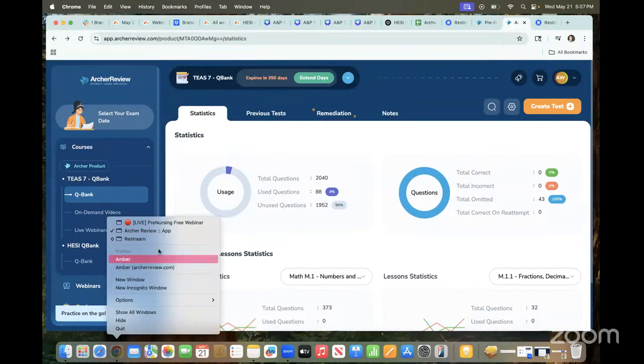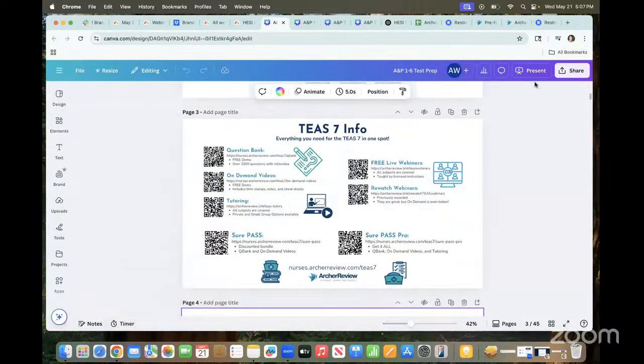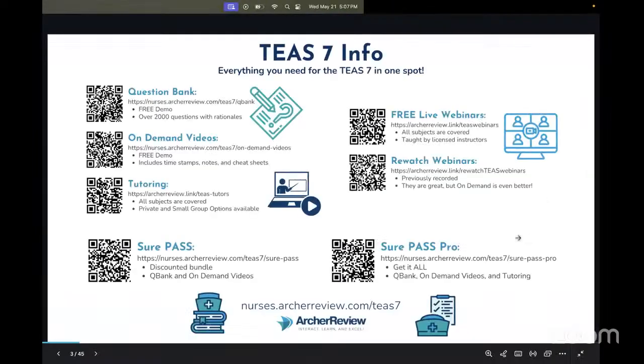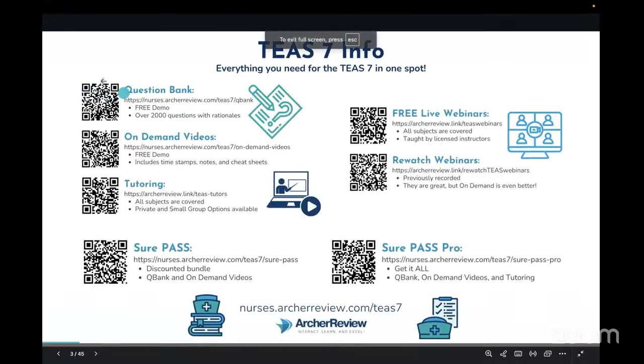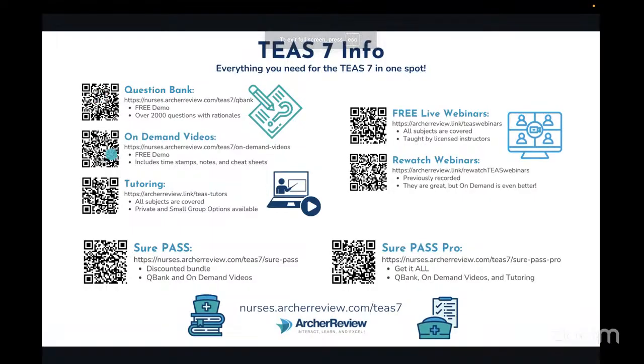Okay, so I'm going to get back out of this. Let's go back to our slides. All right, there we go. So there's the QR code to get to the question bank. Here's the QR code to get to on-demand videos. And remember, we are offering a free demo, 24 hours. You have access to these two essential pieces.